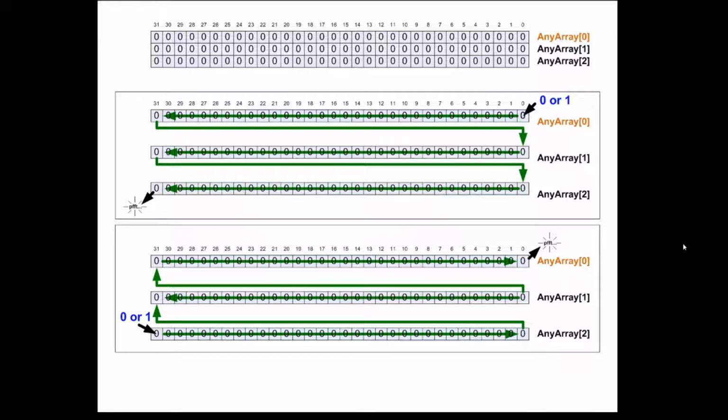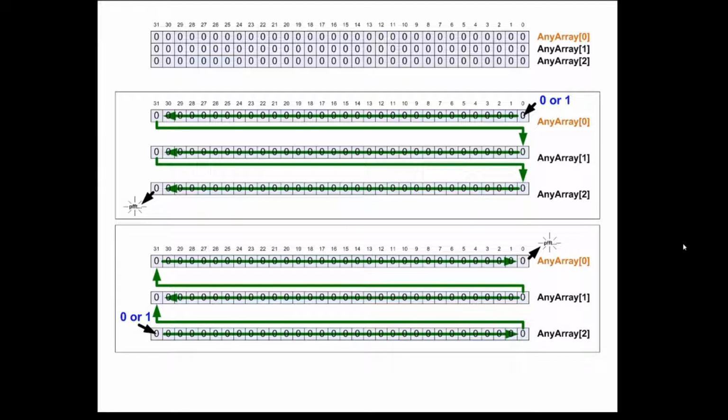Now in this case we're showing a shift of all 96 bits. Starting at bit 0 of any array 0, everything is shifting to the left all the way through to the end of the third dint, and then bit 31 pops out the end into bit space. However, when you think about the actual movement of values, you don't want to overwrite an existing value before you've shifted it.